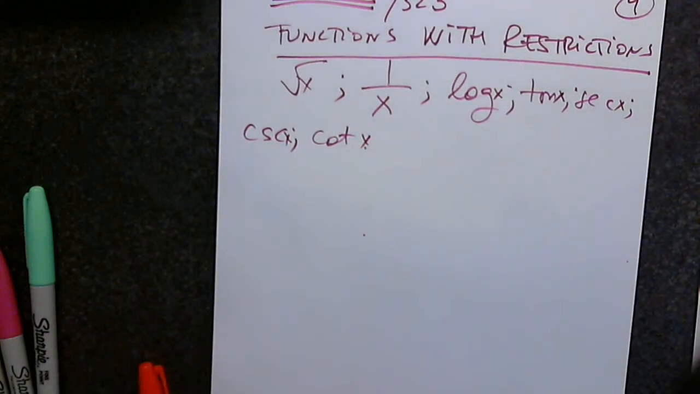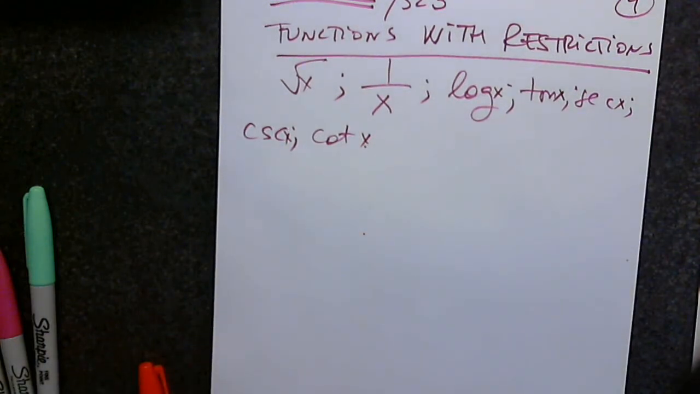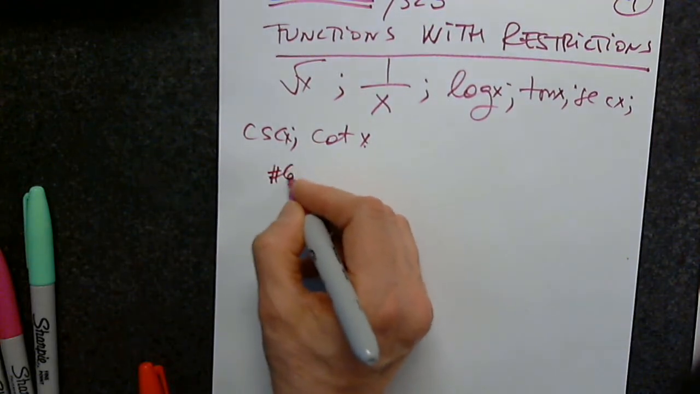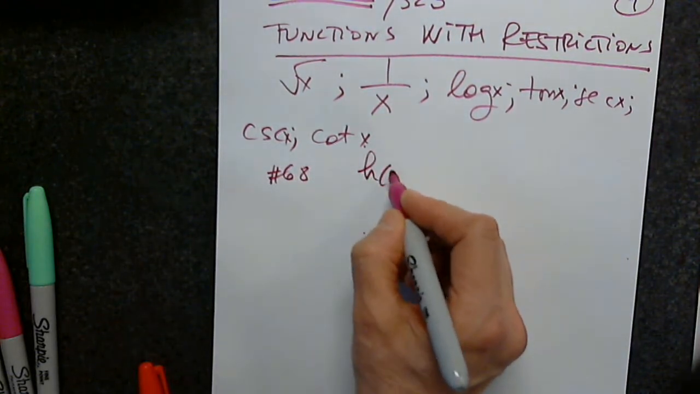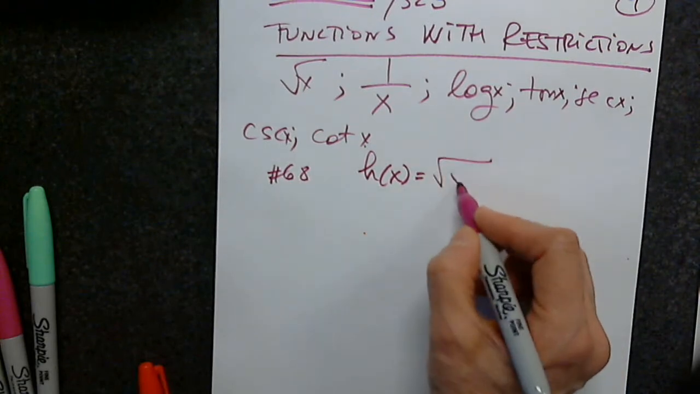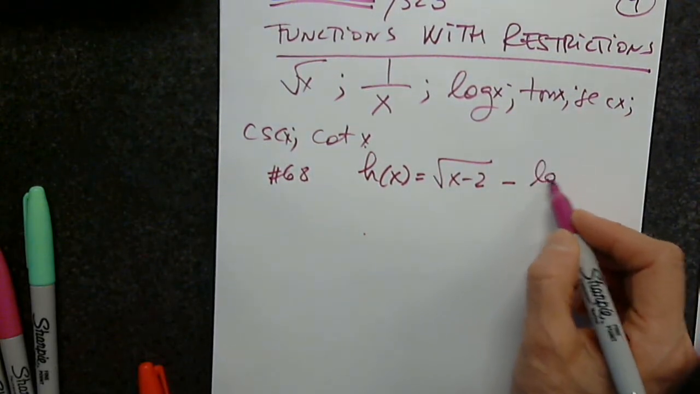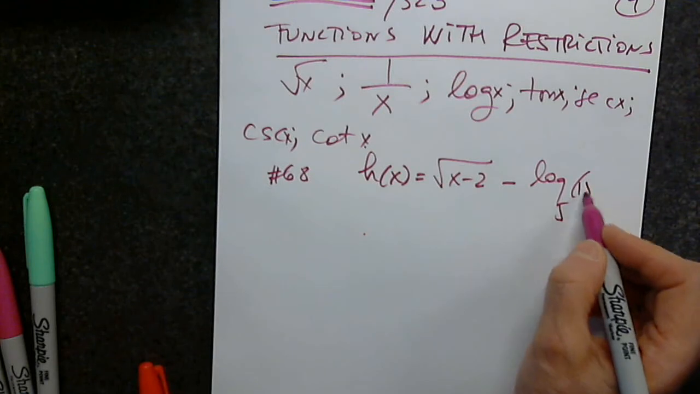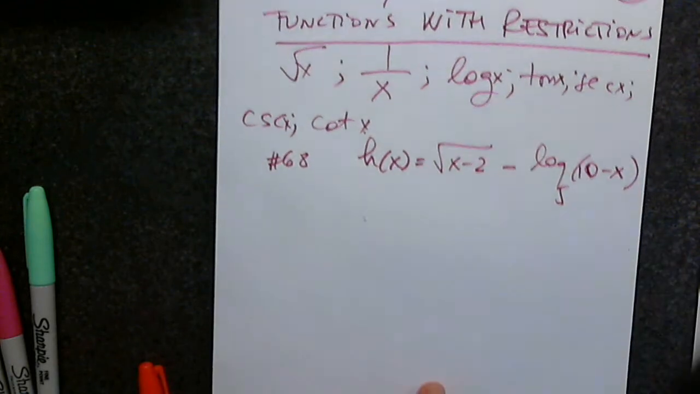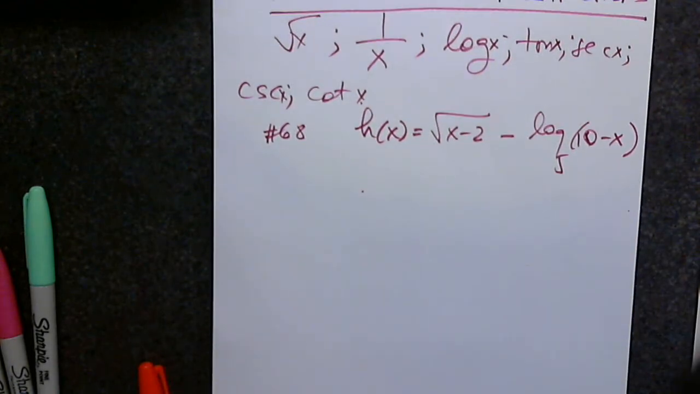So, for example, let's look at 68. We have a function denoted by h of x, which is the square root of x minus 2 minus log base 5 of 10 minus x. So what is this function? Can anyone describe this function? What does it say to us?